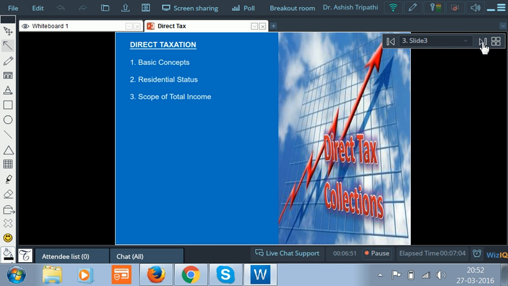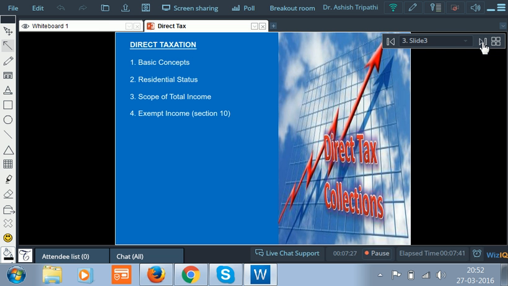The next chapter comes scope of total income. Now in this chapter, we are going to do the comparative analysis between resident of India and non-resident of India. Suppose if you become resident of India, then what will be your taxable income? If not resident of India, suppose if you become non-resident of India, then what will be your taxable income? So some comparative analysis kind of thing we are going to do in this chapter, scope of total income.